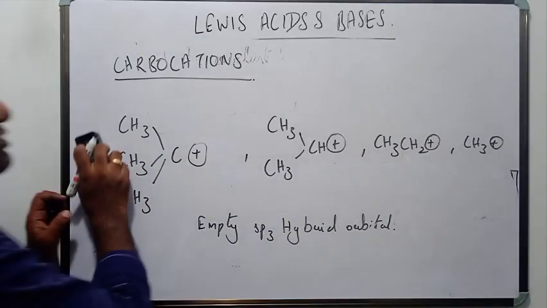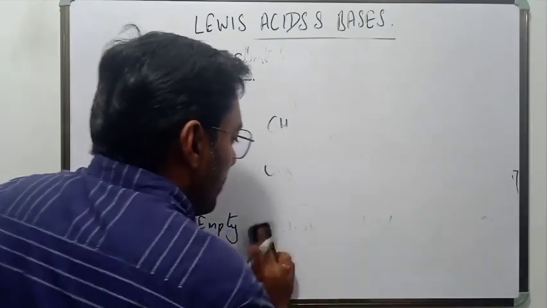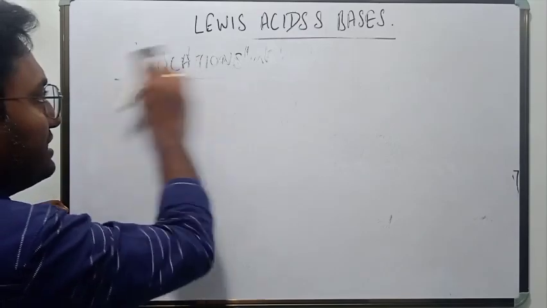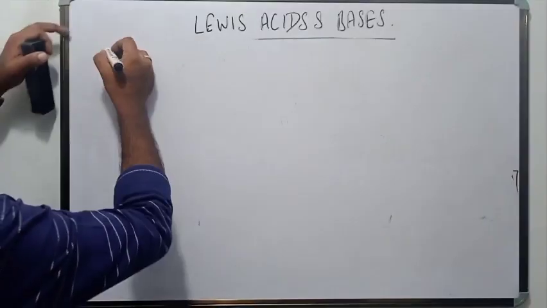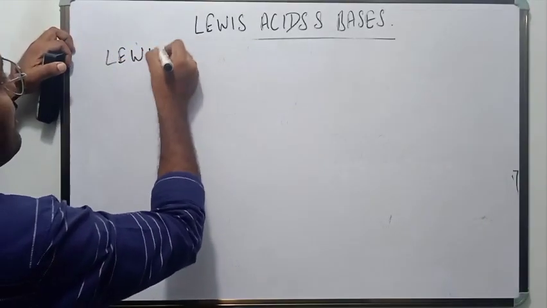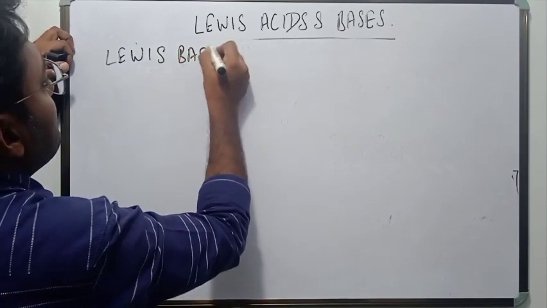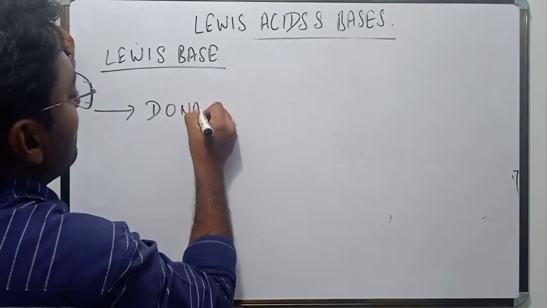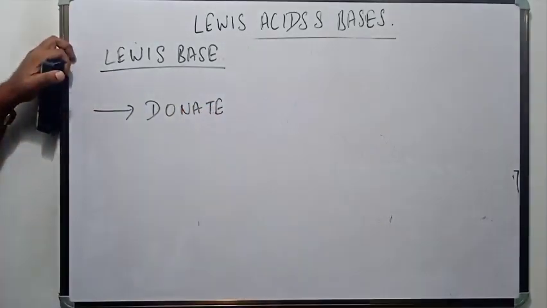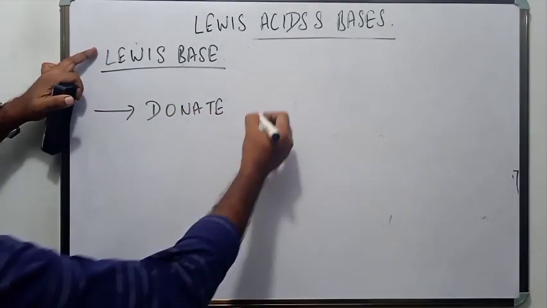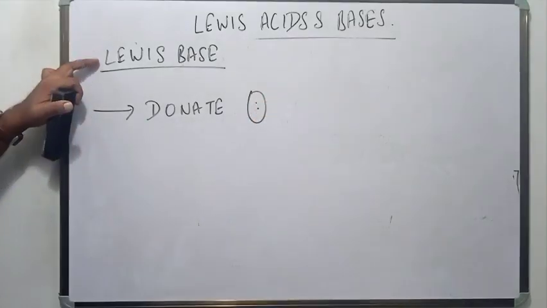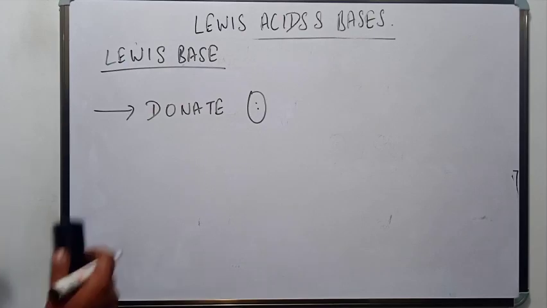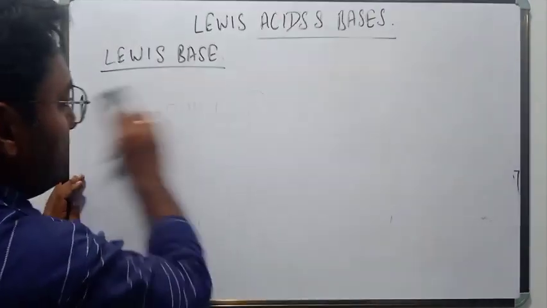Now let us go for Lewis base. Lewis base. It's just the opposite of Lewis acid. Lewis bases donate a pair of electrons. Substances which can donate a pair of electrons are called Lewis bases. Okay, let us look at an example.